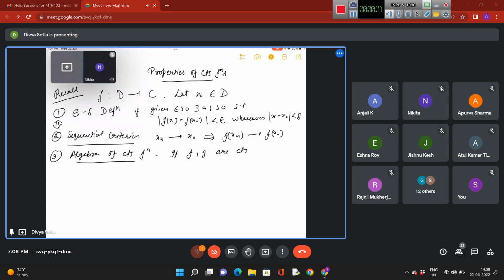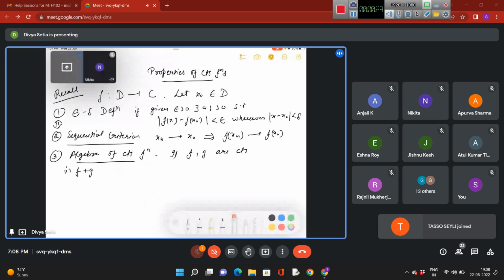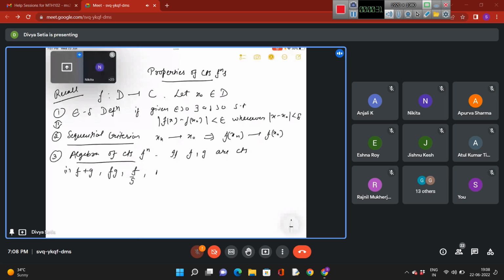If f and g are continuous, then f plus g is also continuous. Or I'll write in this book: f plus g, fg, f by g, the maximum of f and g, and kf. Such types of functions are also continuous functions.